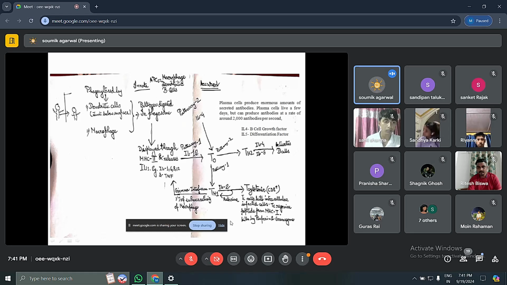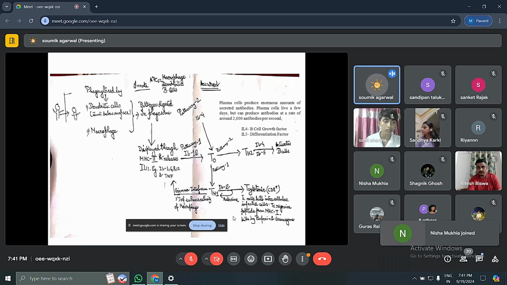Here the infected cell is its target. So these granzyme and perforin will make pores on the surface of the affected cell, and that will lead to the death of that very infected cell. So the infection will not spread.